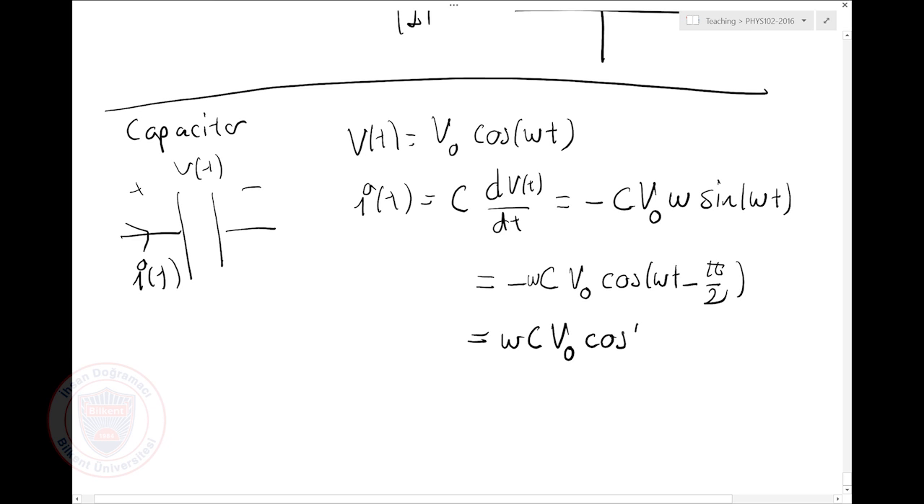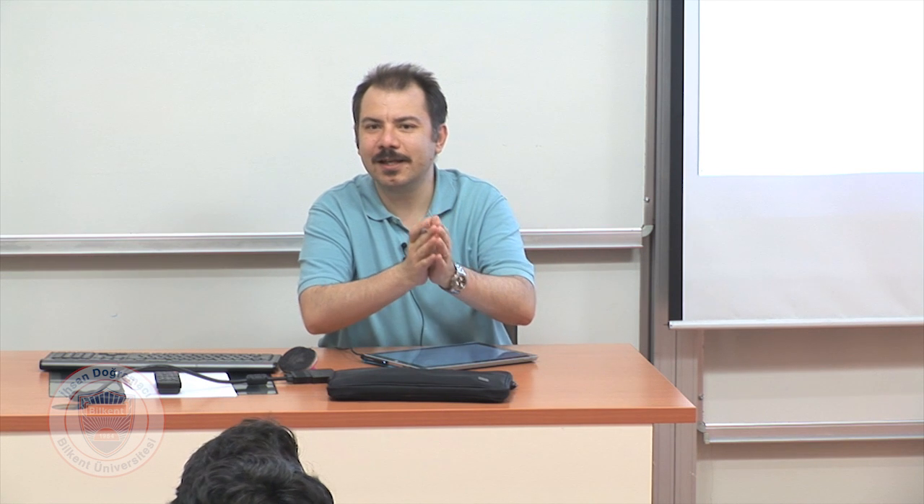What I would like to do is write omega C V0 cosine omega t plus pi over 2. Just two simple modifications to put this current into the form I like. What kind of form do I like? I like a positive amplitude and everything expressed as a cosine with some phase.